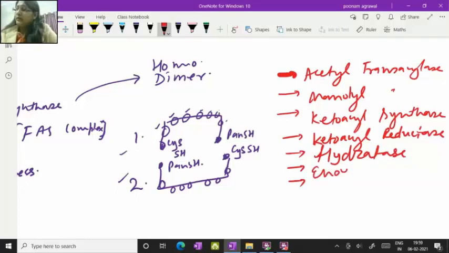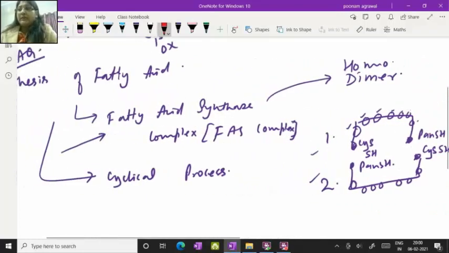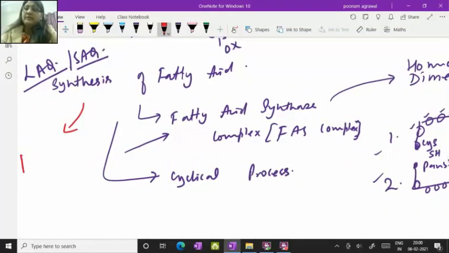Then you have enoyl reductase, and then you have the final catalytic domain, which is thioesterase, which is going to finally cleave out the product, that is palmitic acid. Yes, you should remember that humans are able to produce a 16 carbon saturated fatty acid, that is 16:0, and the name for this fatty acid is palmitic acid.